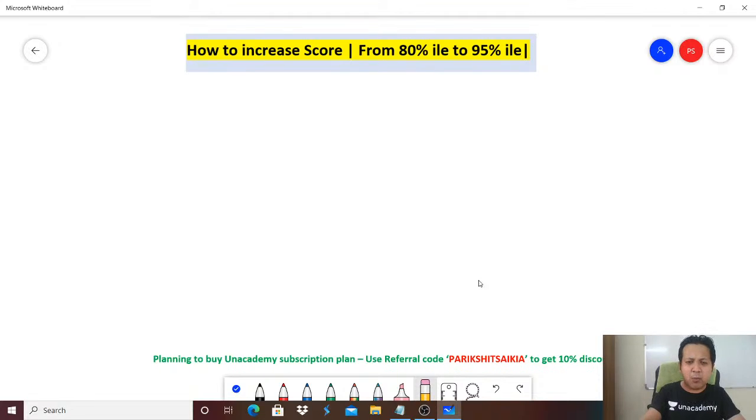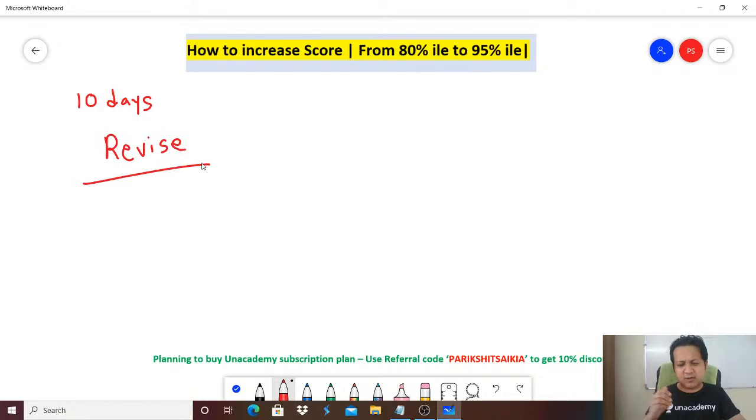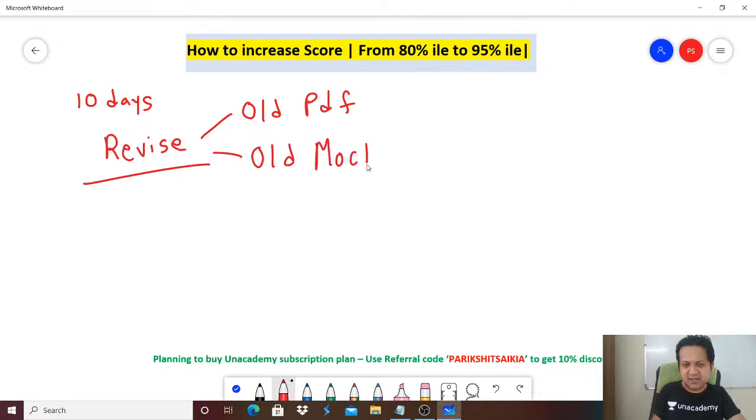Now something more I want to focus on. Where should you practice? From where should you practice these last 10 days? In the last 10 days, it is very, very important that you revise. You should not be concentrating on mocks at this point of time. When I say mocks, I mean new mocks. You definitely revise all questions, all PDFs, books, whatever you are doing, and all mocks. It is from this source that you should be practicing in these last 10 days.